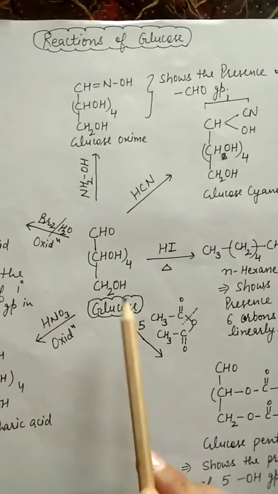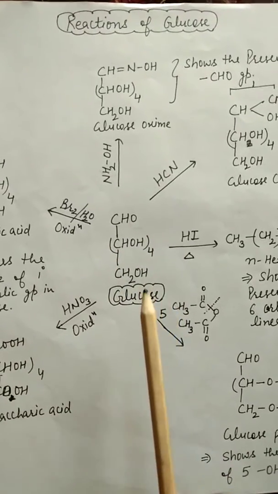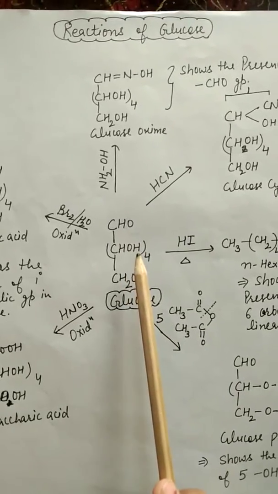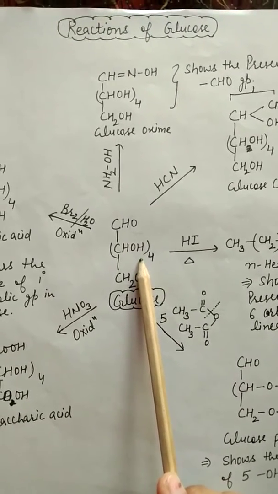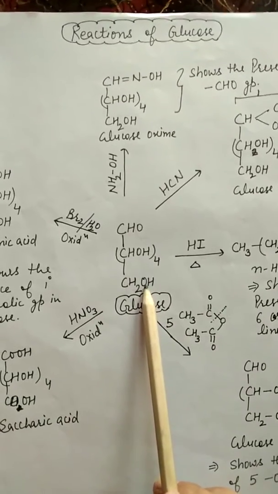It means the overall structure of glucose is made up of one aldehyde, 4 secondary hydroxyl groups and one primary hydroxyl group.